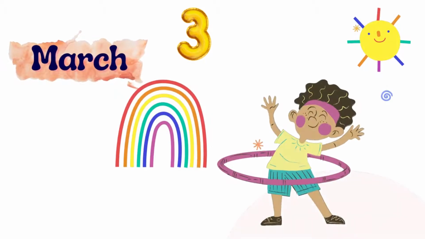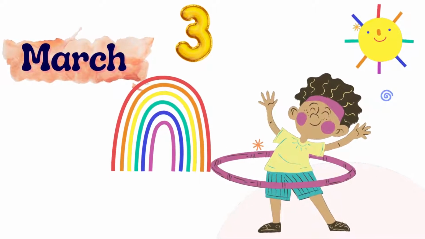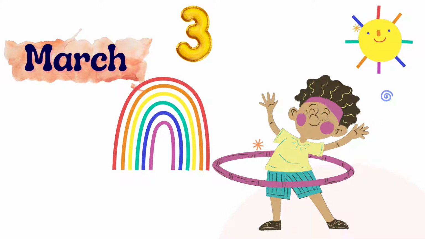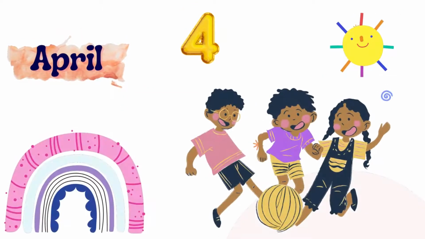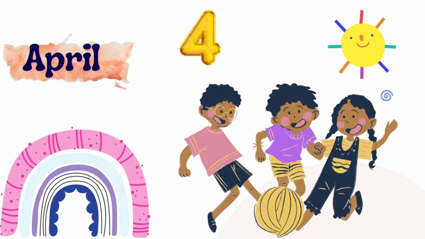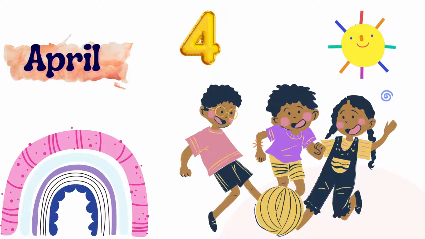Next, the third month of a year is March. Say with me, March. Well done. And the spelling is M A R C H. March. Well done. Next, the fourth month of a year is April. Say with me, April. Well done. The spelling is A P R I L. April.